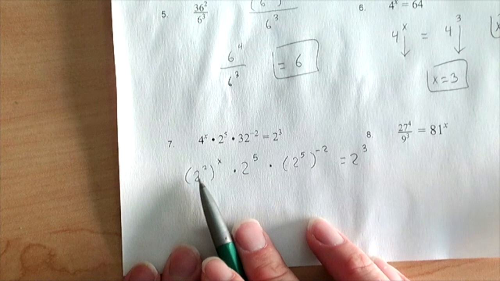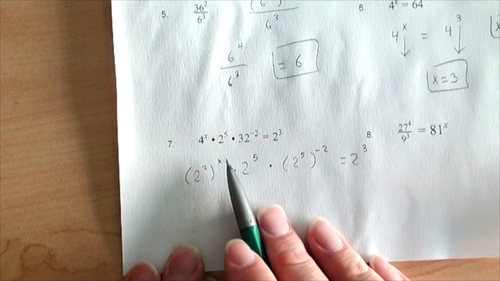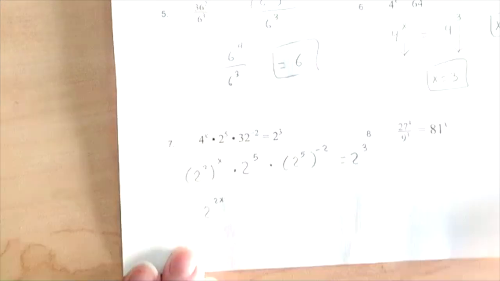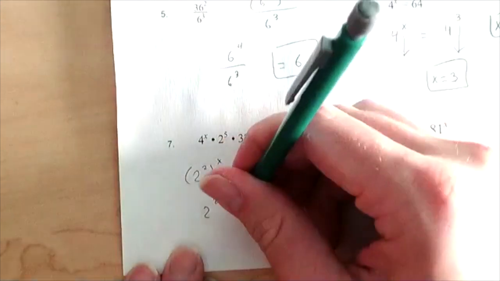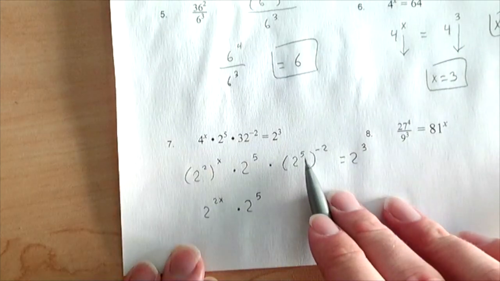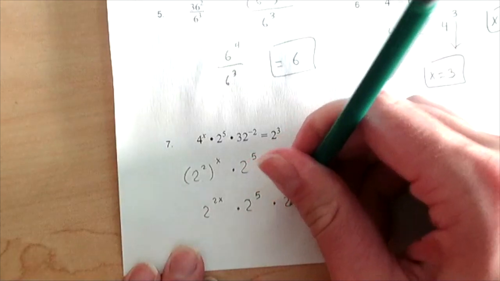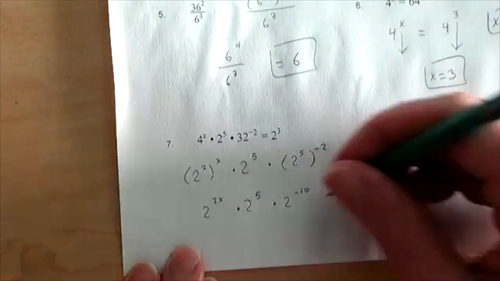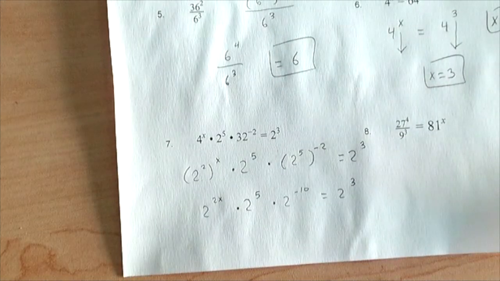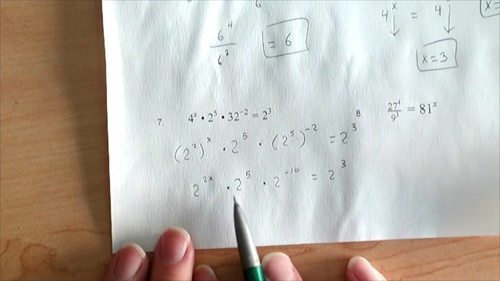Now we see that we have 2 times x, okay? Because you multiply together an exponent of an exponent. So we have 2 to the 2x times 2 to the 5 times -2, which is going to be 2 to the -10. And then on the other side, we have 2 to the 3. This is a hard question. I think I definitely went 0 to 100 real quick, and that's okay.